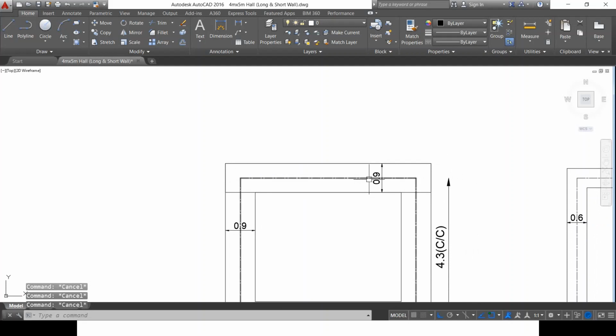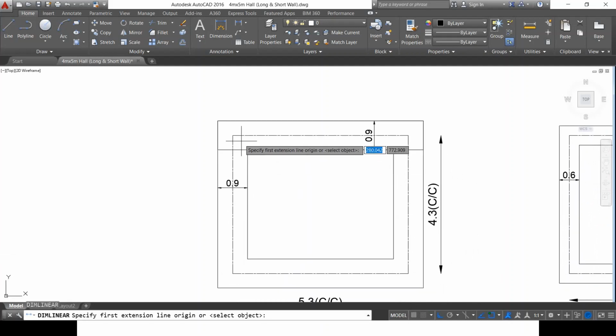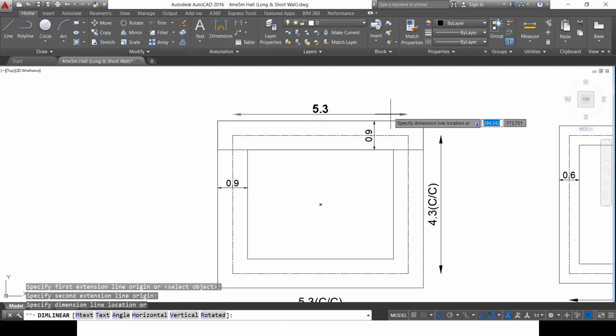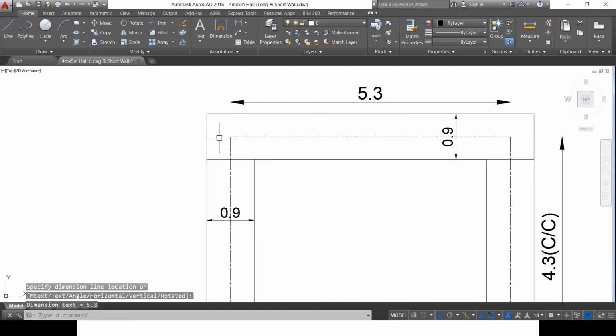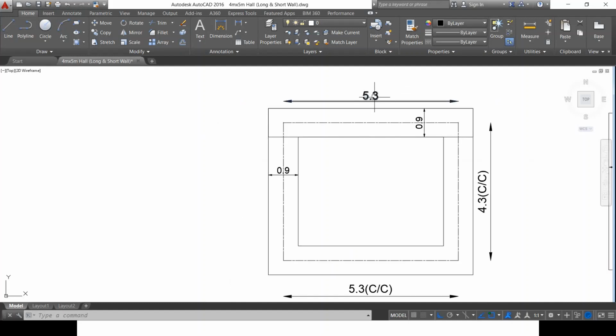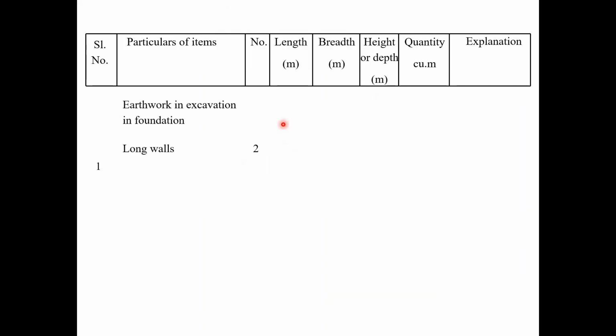So I know the center to center distance, which is 5.3 meters, as shown here. I have additional width here and additional width here. What is this width? 0.9 meter divided by 2 and 0.9 meter divided by 2. So total length will be 5.3 plus 0.9 divided by 2 plus 0.9 divided by 2. That will be my total length, which is equal to 6.2 meters.